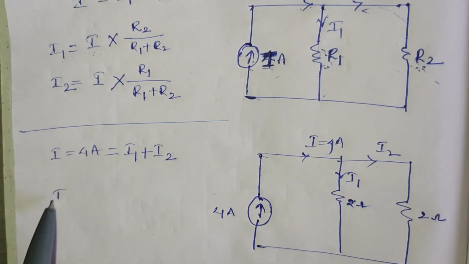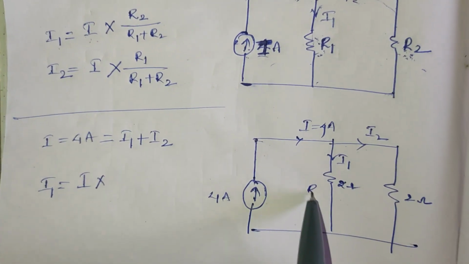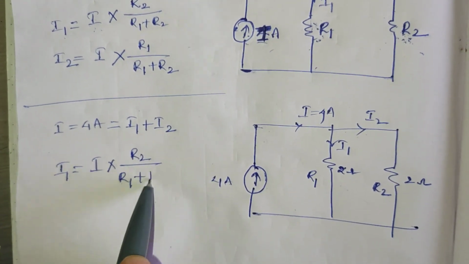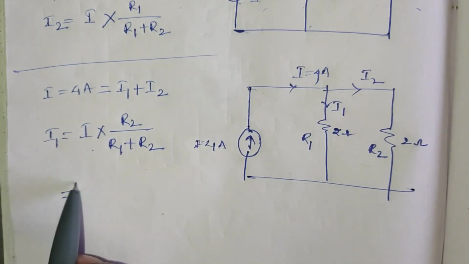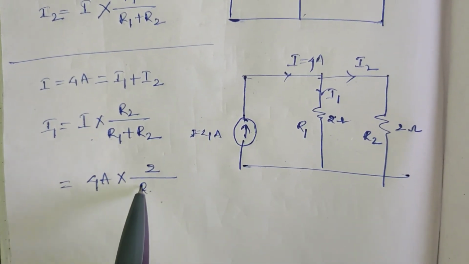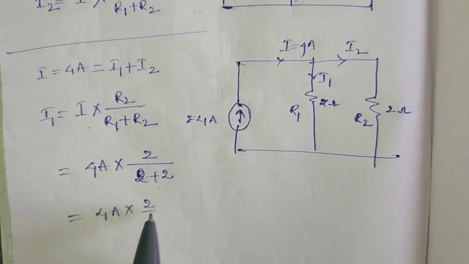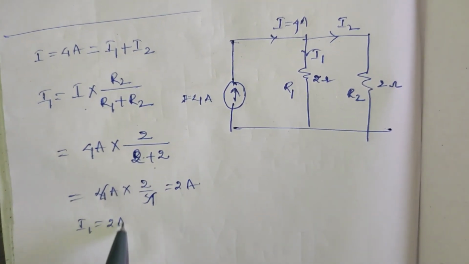Let us find I1 using the current division rule. That is I1 equal to source current into, let us consider this R1 and R2, opposite resistance by total resistance R1 plus R2. So that will be I, the source current, 4 amperes, into R2, which is 2 ohms, by R1 plus R2, which is 2 plus 2. That will be 4 amps into 2 by 4, that will be 2 amperes. So I1 is 2 amperes here.